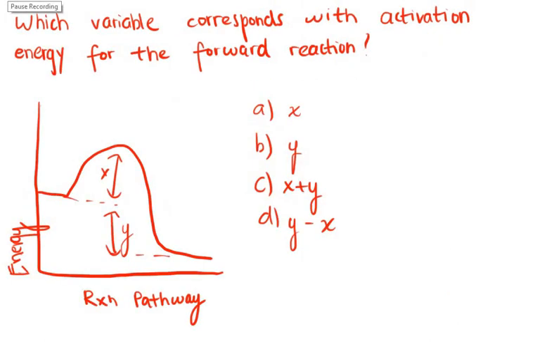For this next question, they're asking which variable corresponds with activation energy for the forward reaction. So all activation energy is, for an energy diagram like this, is the difference in energy between the reactants and the activated complex. So for instance, these are reactants and these are products. And the activated complex is on this top hump.